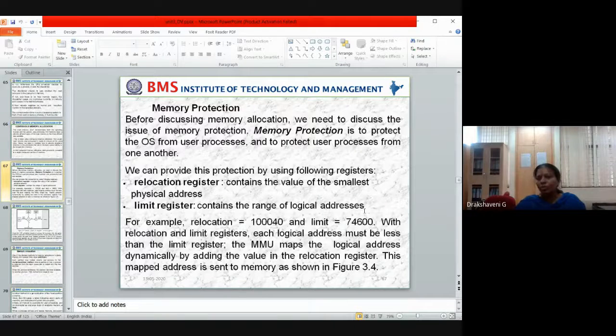Before we move on to contiguous memory allocation, we should know what memory protection is. Before discussing memory allocation, we need to discuss the issues of memory protection. So what is memory protection? Whatever files I'm keeping, suppose today I send you an operating system unit 1, and you keep it in your memory or hard disk. By tomorrow, if you open it and it is not there, then what? It will be a problem. So it should be saved. It should be protected. That is where we require memory protection.